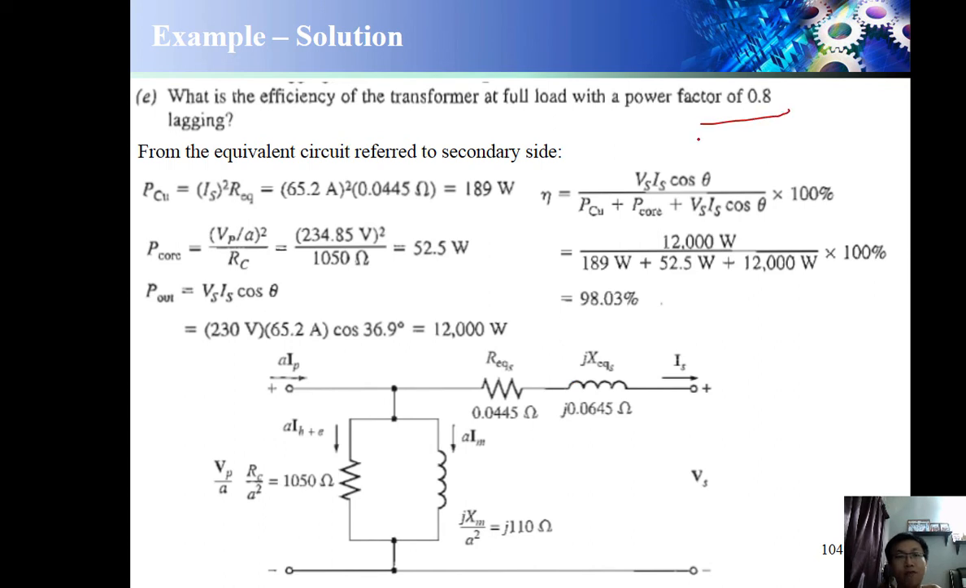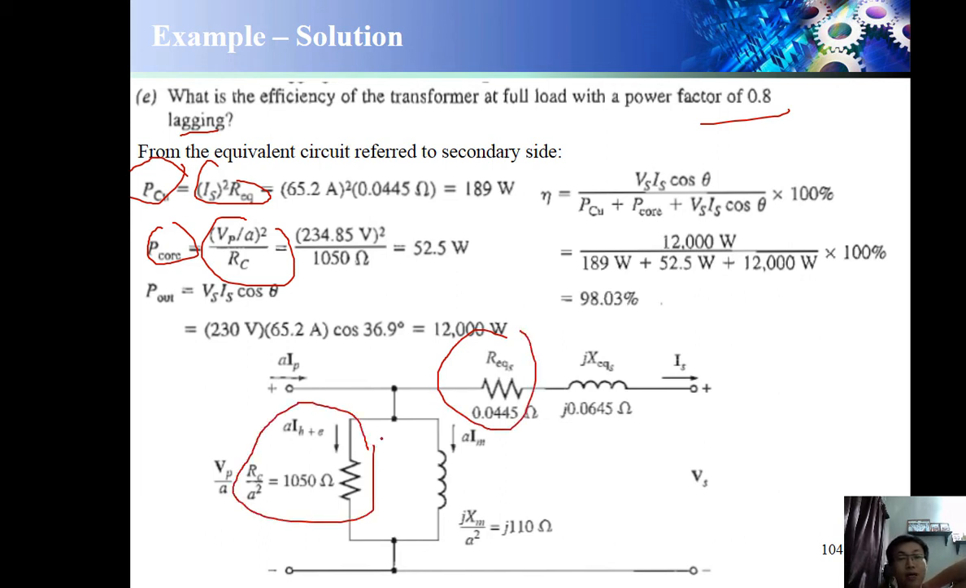If the power factor is 0.8 lagging, the efficiency is P out over P out plus P loss. So we need to find the P loss: P copper loss and P core loss. I squared R, V squared over R. From this circuit, this is my R. From this circuit, this is my core. So I need to know this one, and I also need to know this one.